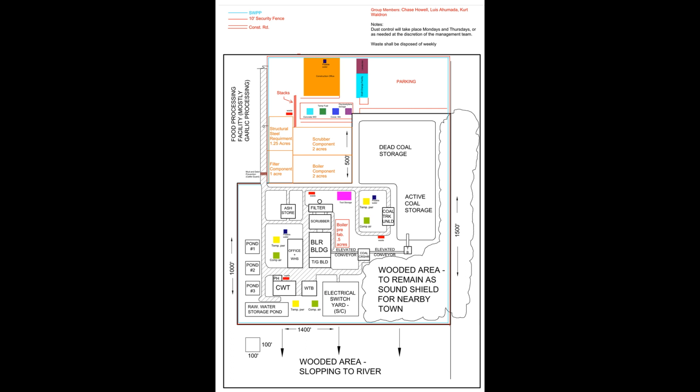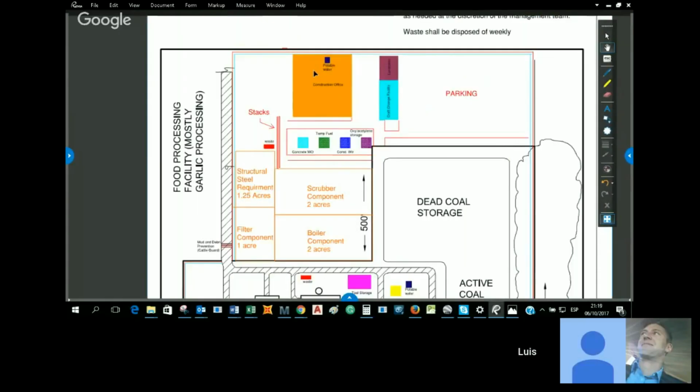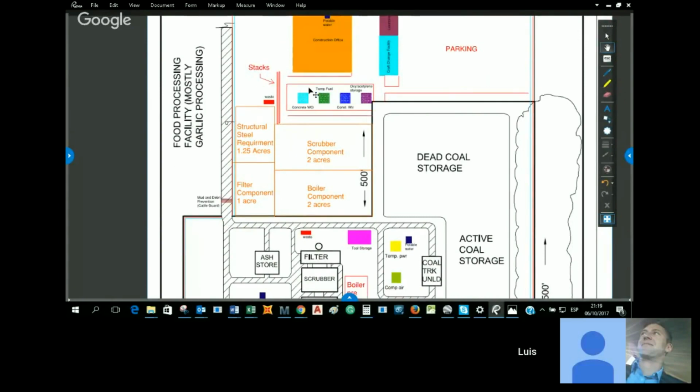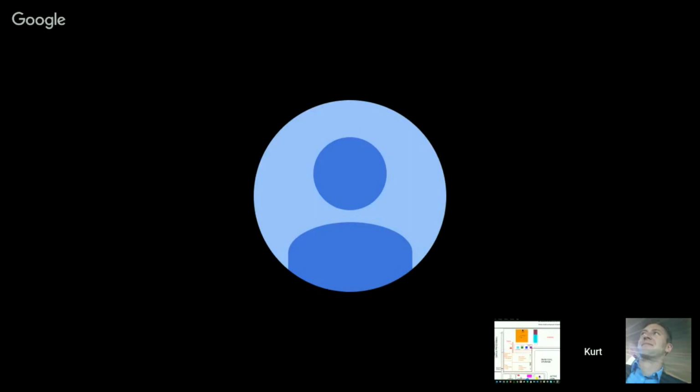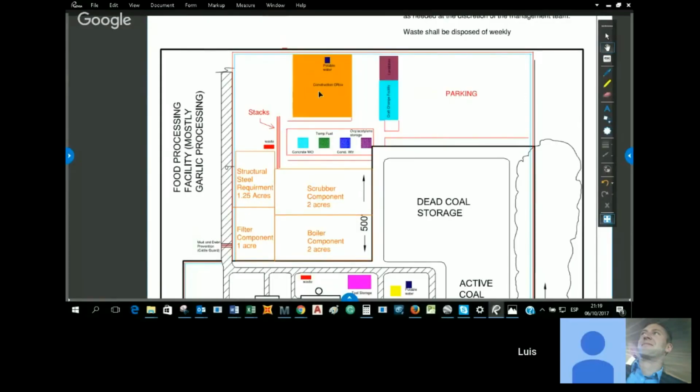I'll turn the time over to Luis. Thank you, Kurt. Well, in the top part of our presentation, we have the construction office. It's a big facility because we have a lot of workers in our project. And near to the construction office, we have the craft change facility and the laboratories. They need to be very near because workers need to change their clothes.